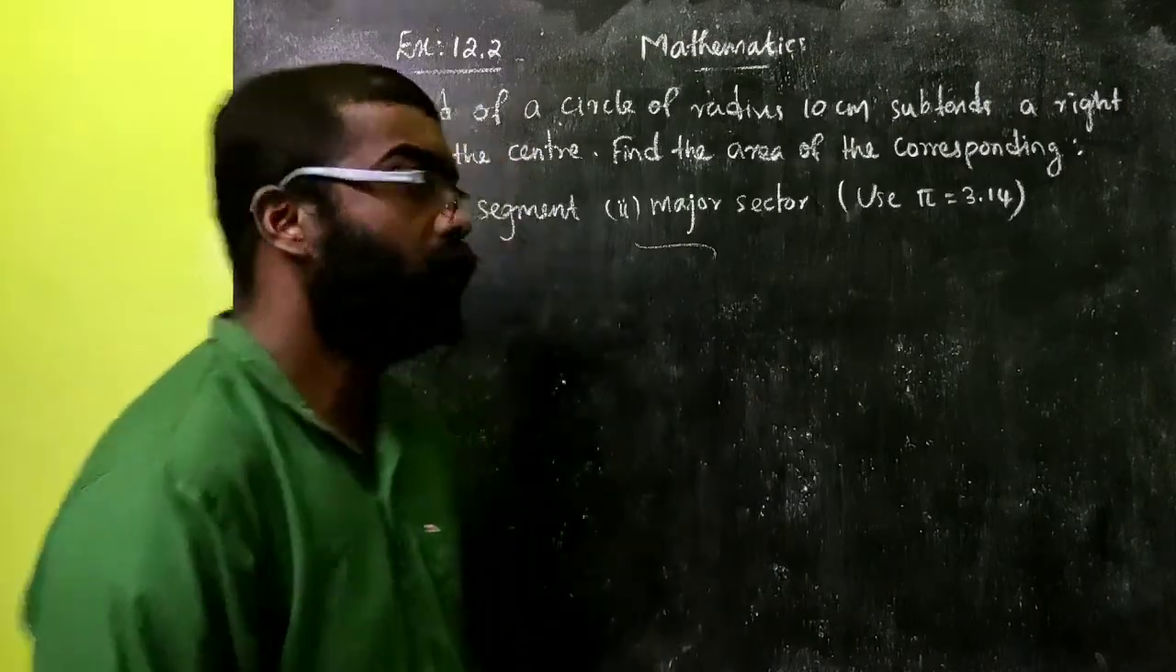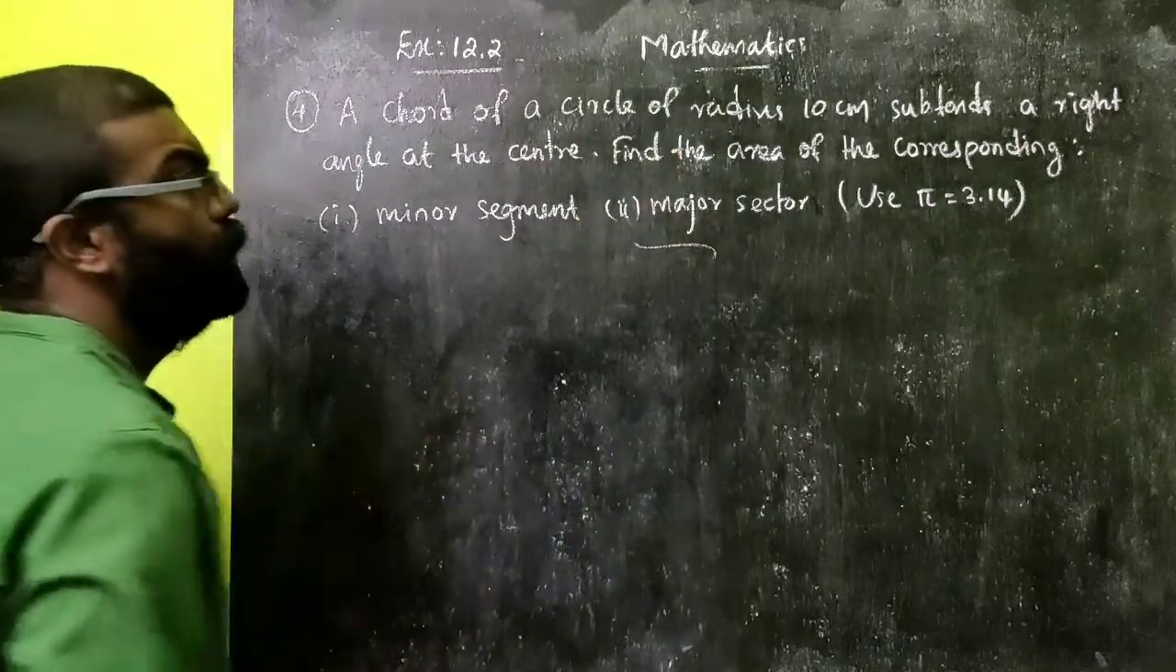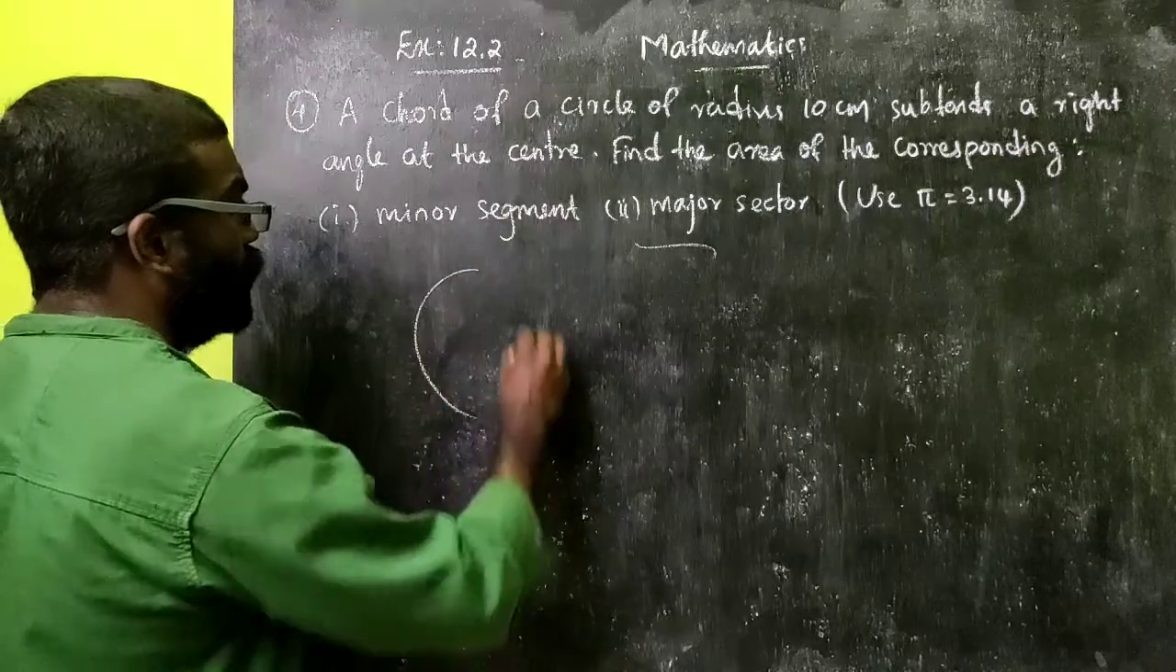Now we move on to question number 4. A chord of a circle of radius 10 centimeter subtends a right angle at the center. So we can draw a circle.